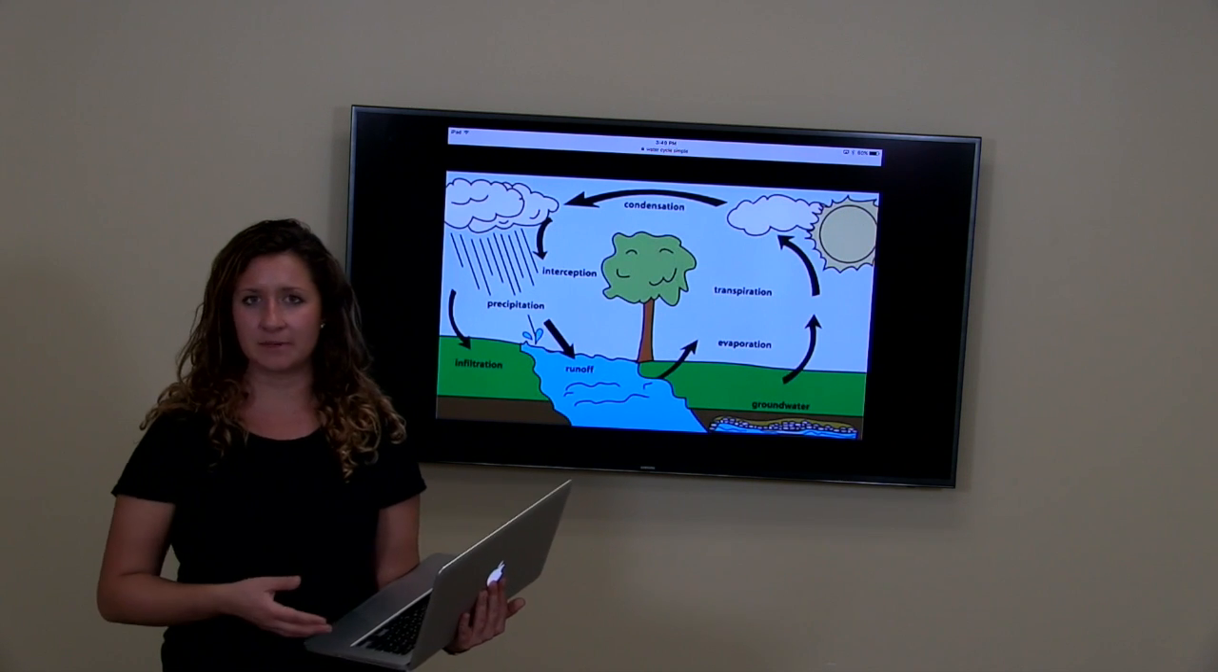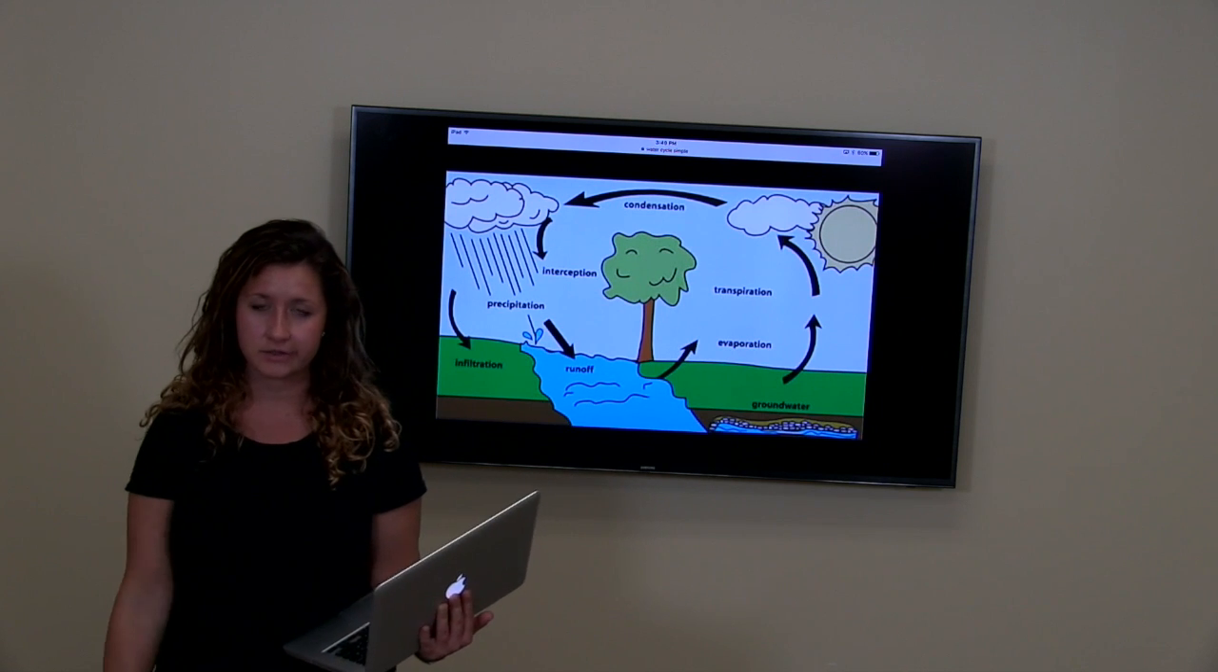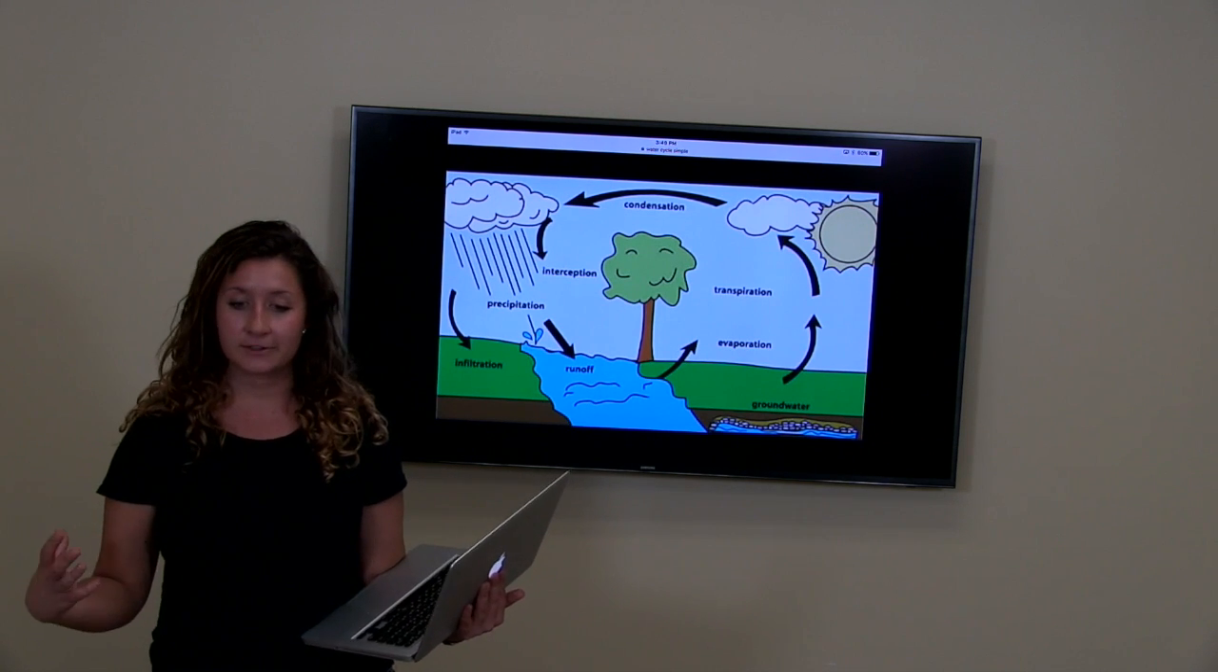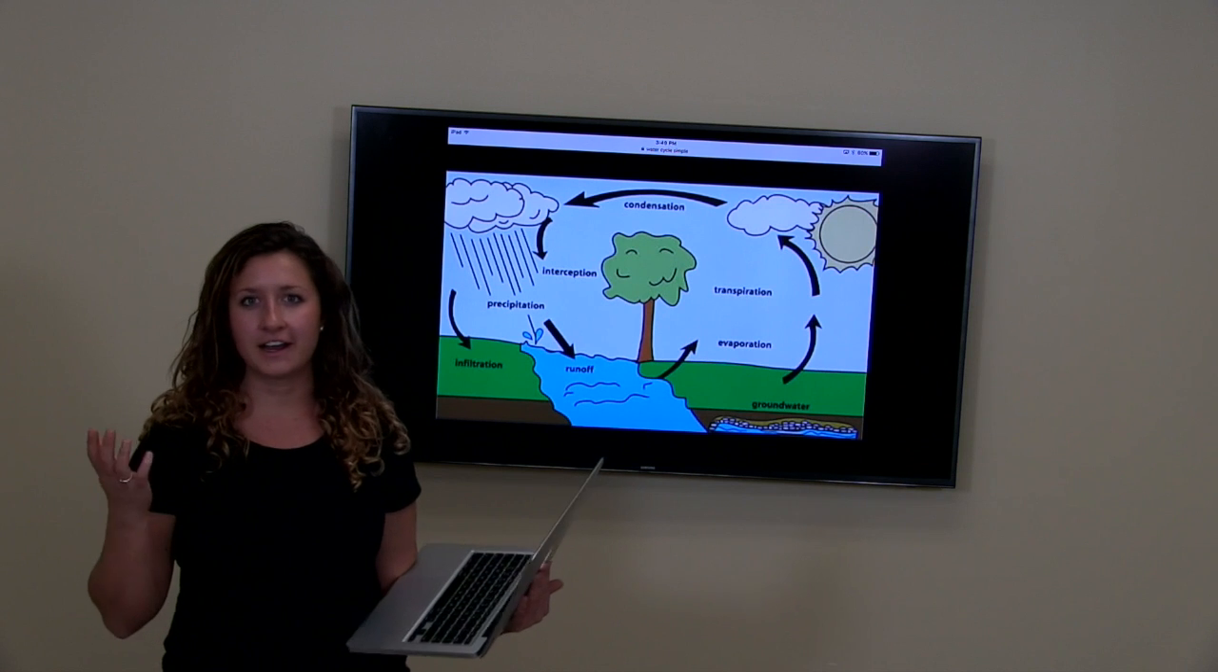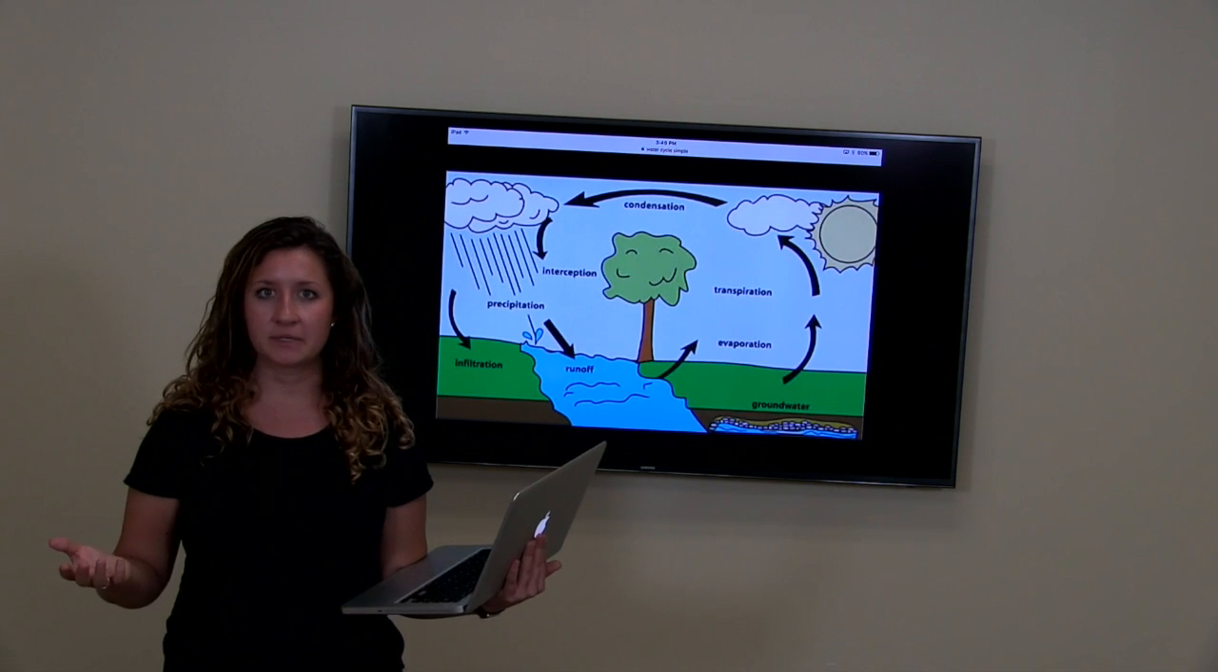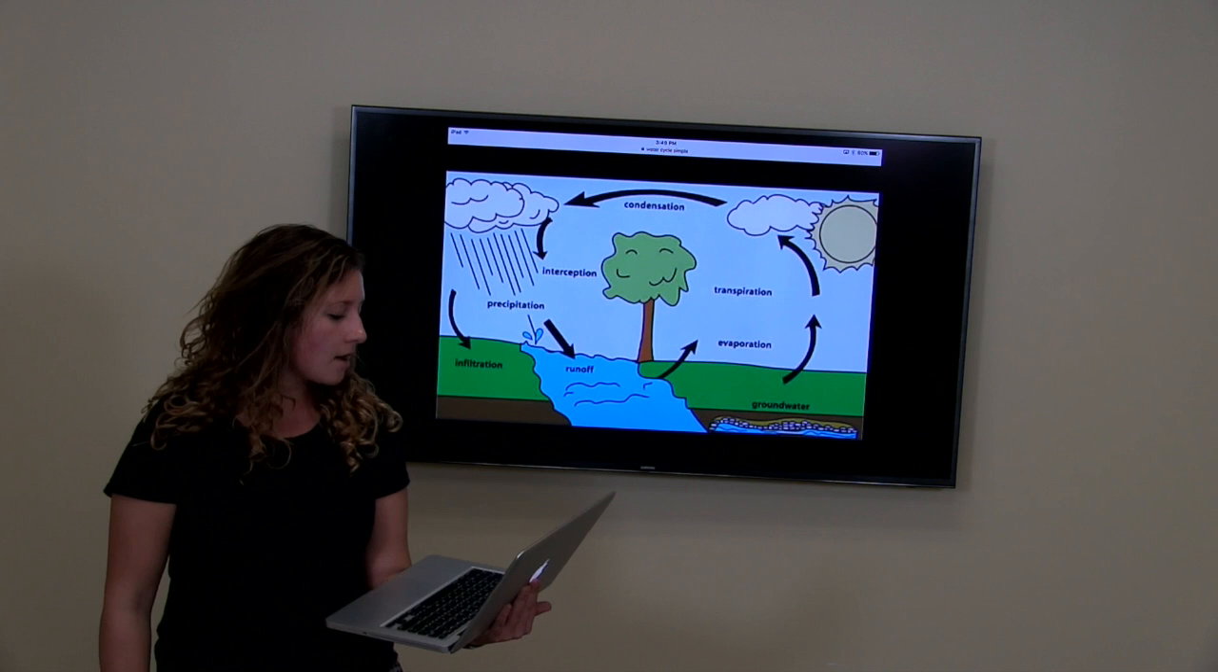And some places experience more precipitation than other places do, just based on climate. That's why deserts are dry and the rainforest has a lot of rain. They both experience precipitation just in different levels.